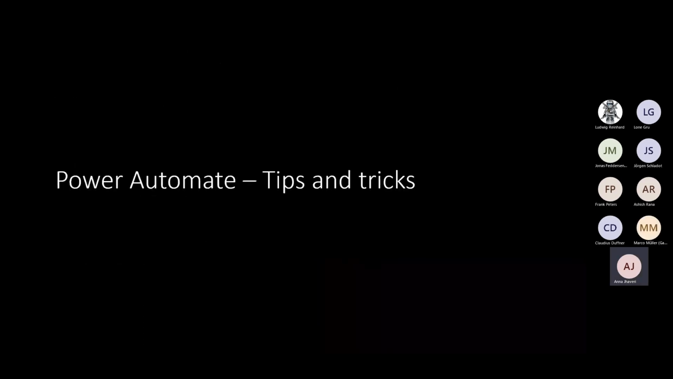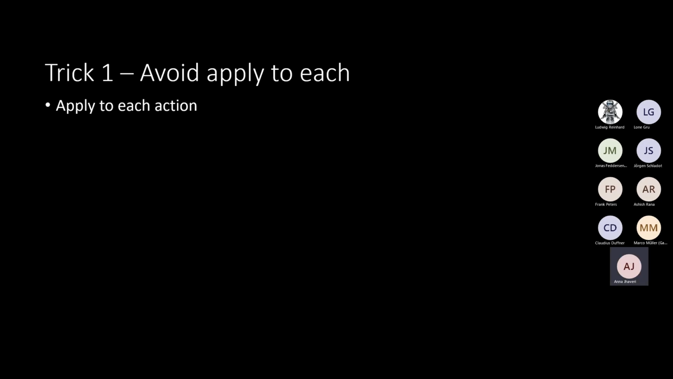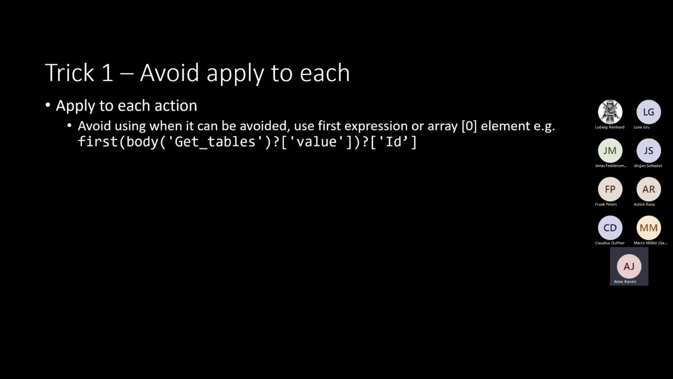All right, so those were good lessons learned while we were working with SharePoint on Power Automate flows. Now, these are some general tips and tricks on using Power Automate. As I mentioned before, avoid using apply to each whenever you can, because apply to each will make your flow slow. So avoid using that.